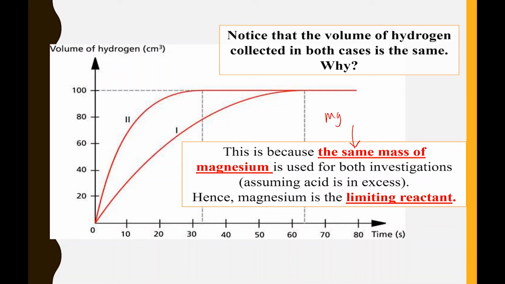As you can see here, can you please highlight? Okay, and acid was in excess. So the volume of gas collected, okay, volume of gas collected is dependent on the limiting reactant.